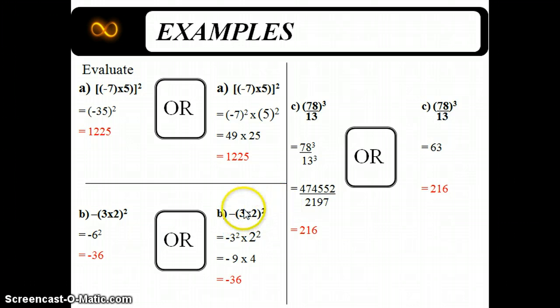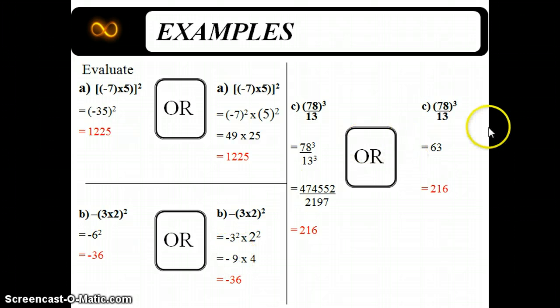We distribute the 2 in again. That's the power of a product rule. So we go 3 to the power of 2, 2 to the power of 2. And again, this negative is untouched because it's outside the bracket. So this is negative 3 times 3, which is 9, times 2 times 2, which is 4. So -9 times 4 is -36. And again, we get the same answer.